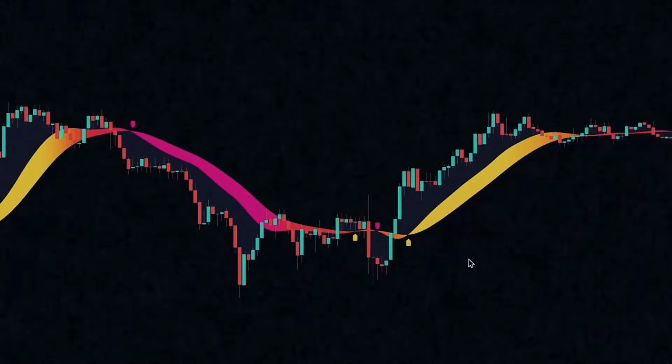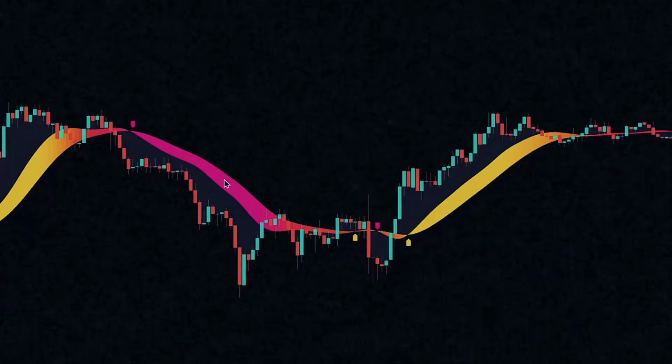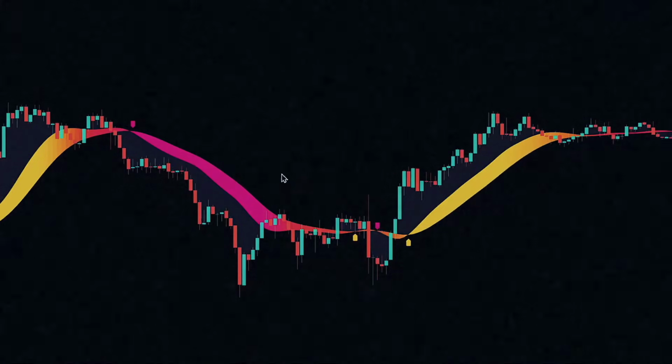Now, let's talk about the components of this indicator. You'll notice there's a trend ribbon on your chart that changes color between yellow and red to indicate bullish or bearish momentum. There's also a gradient effect built into these colors that shows the strength of the trend in real time.